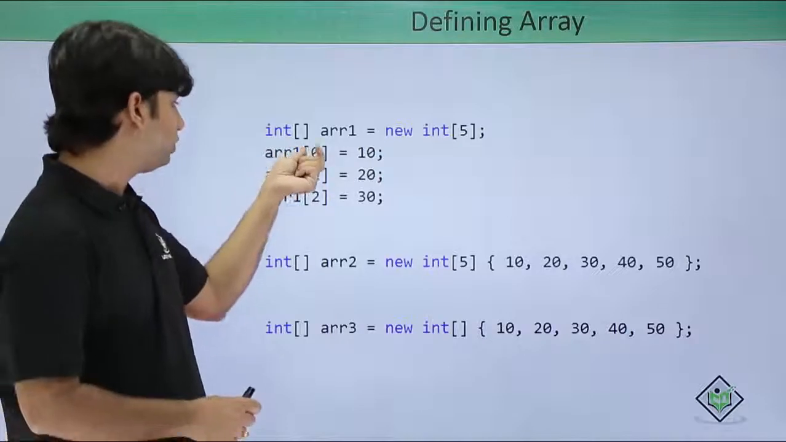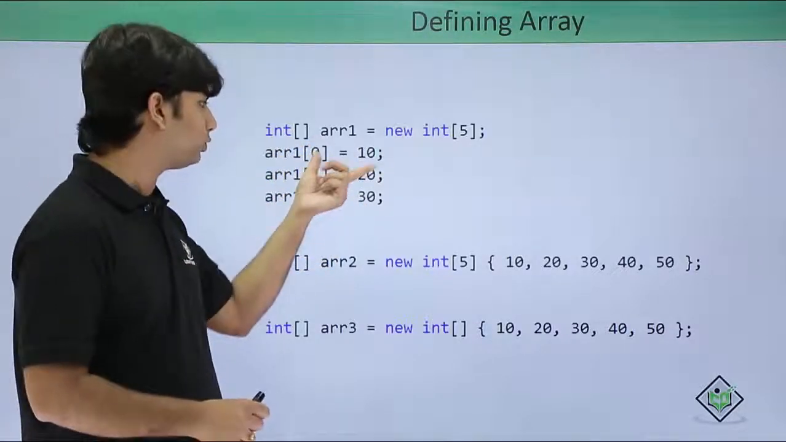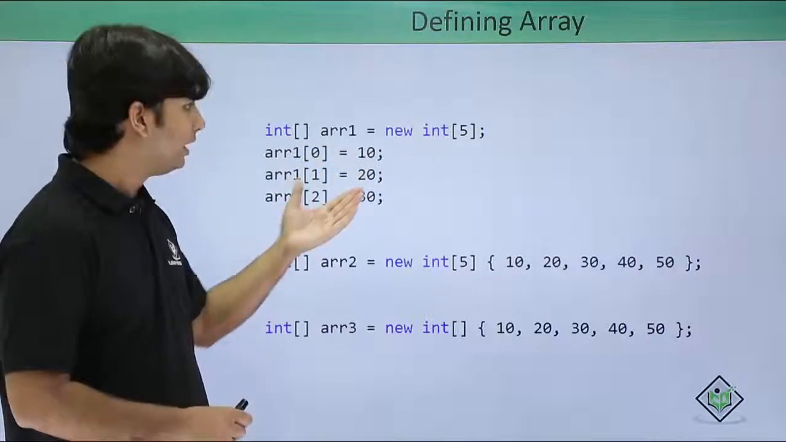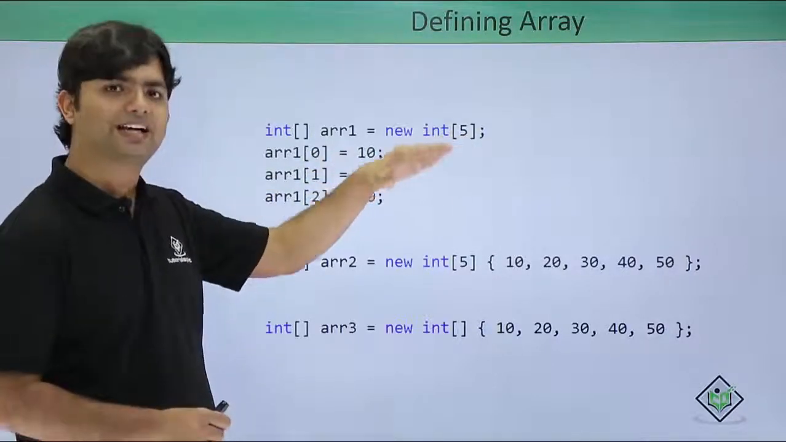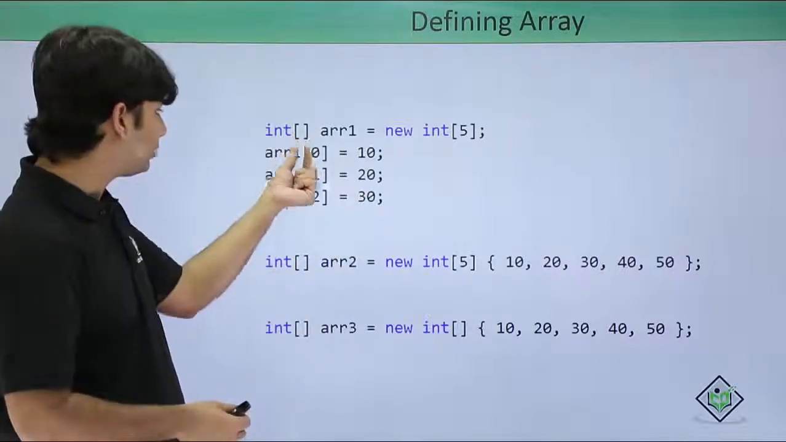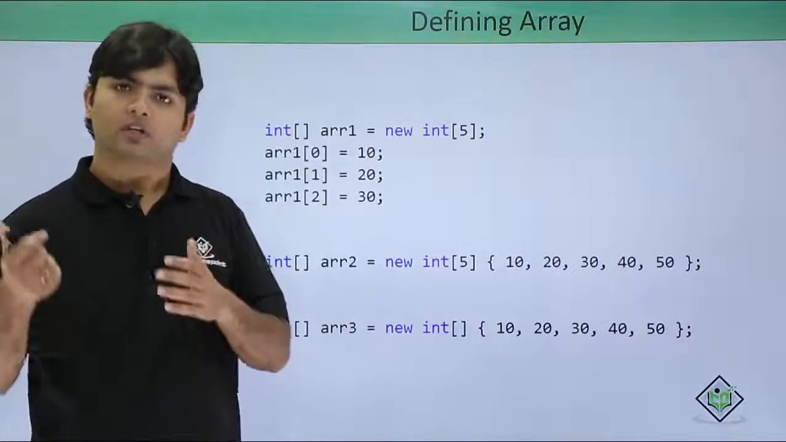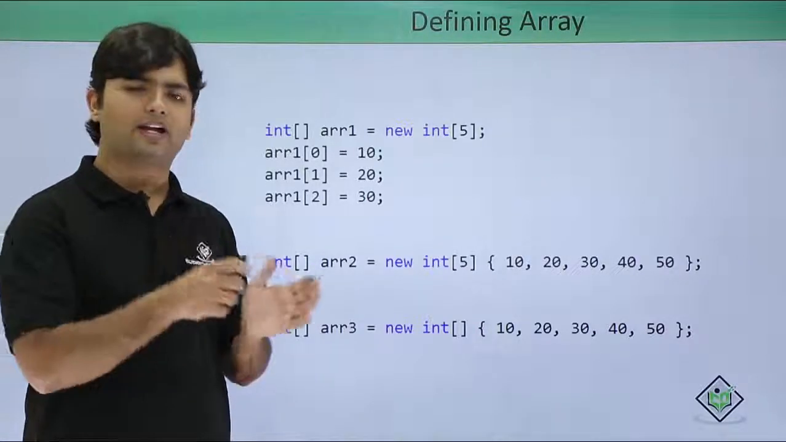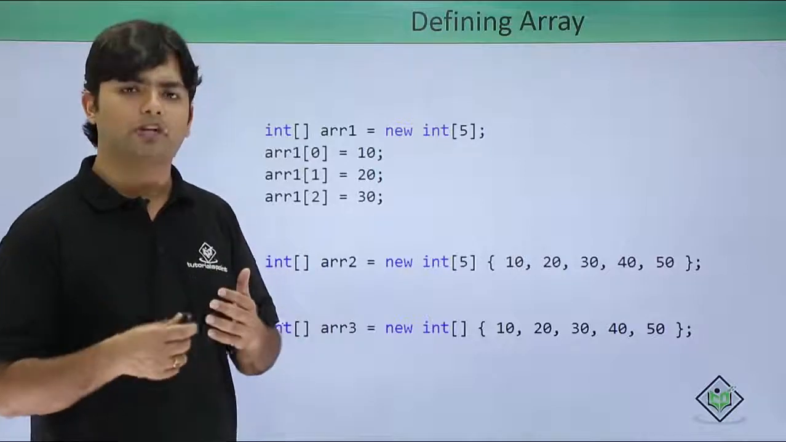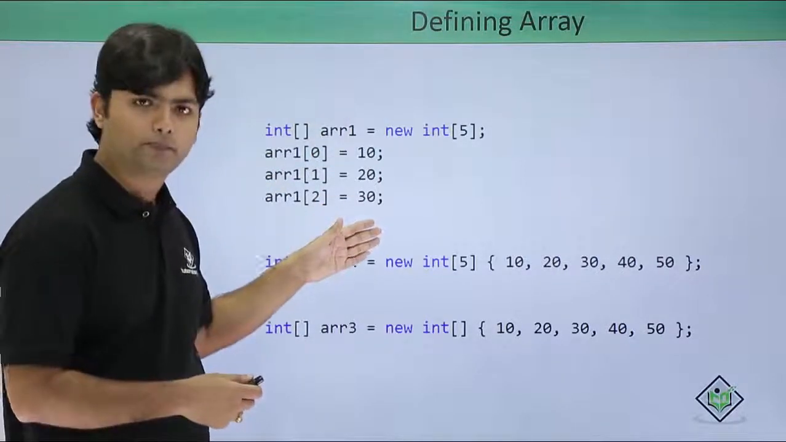Alright, so 0, 1, 2, what are these? These are the indexes at which I am assigning a value. As you can see, I have assigned size 5, that means the index will go till 4, but I have assigned only 3 values. So what will happen to the remaining ones? All the array elements will be initialized by default with 0. You can definitely override them.